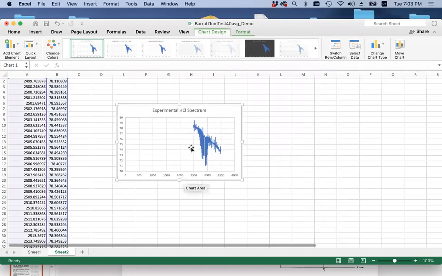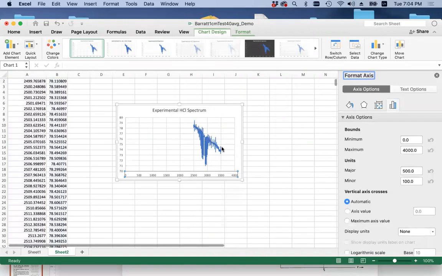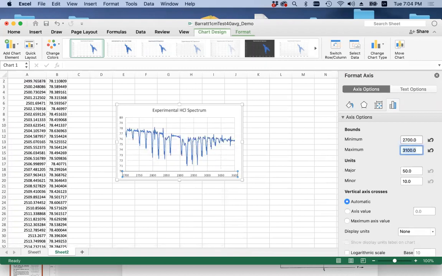But the default X-axis limits are a little bit stupid here. So I'm going to select the X-axis, and I'm going to format the axis so that I can zoom in on the region that actually contains the data. So I'm going to set the minimum X-axis value to maybe 2,700 reciprocal centimeters, and the maximum value to 3,100, maybe something like that. Okay, so now I can see the spectrum.